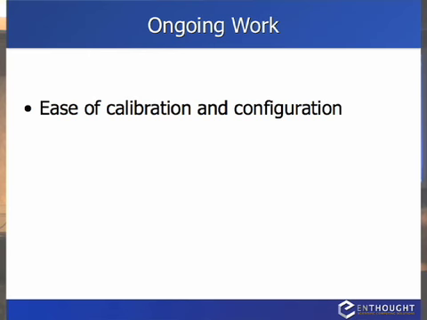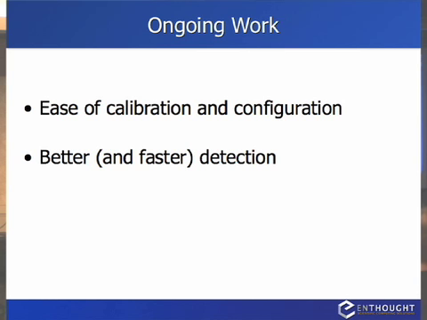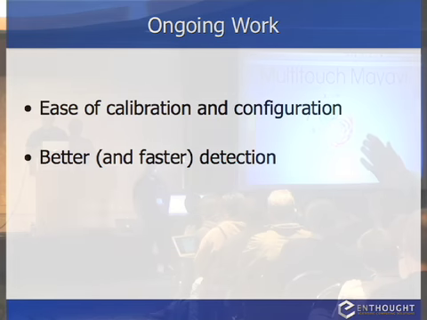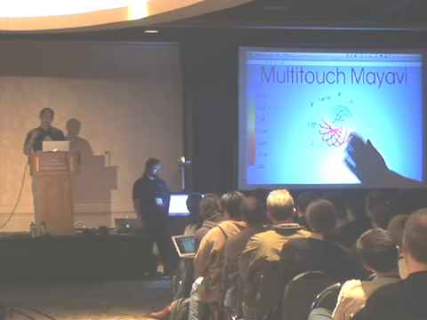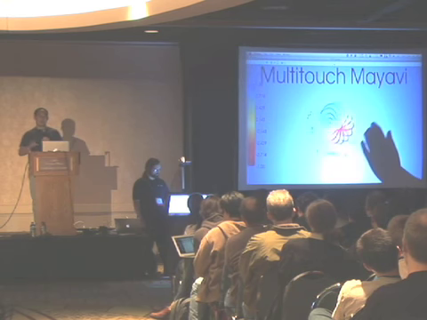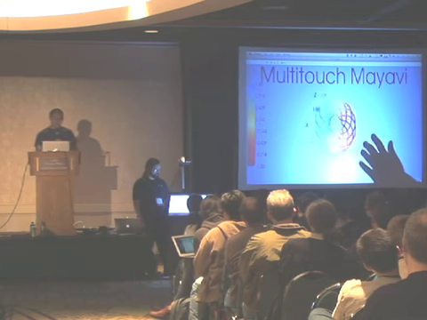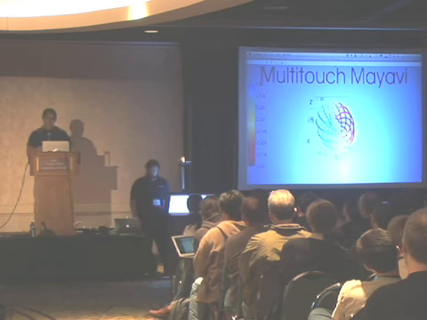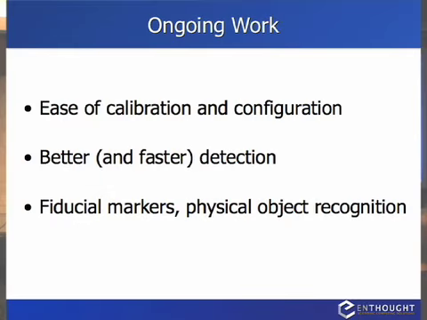Another thing we want to work on is making better and faster fingertip detection. Right now, some of the problems we have are if there's a very bright background light that gets in the camera field of view, that can throw things off. And also, people have different sized fingers, and this is something that we'd like to take into account in the software as well. And one last thing is we'd like to add the ability to do what the reacTable does, which is to detect markers and objects placed on top of the table surface.